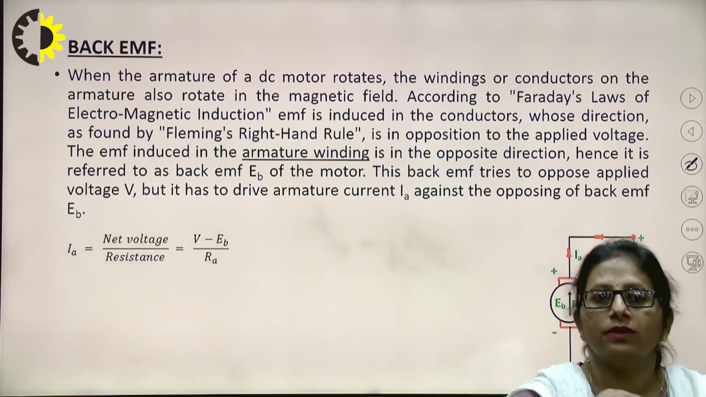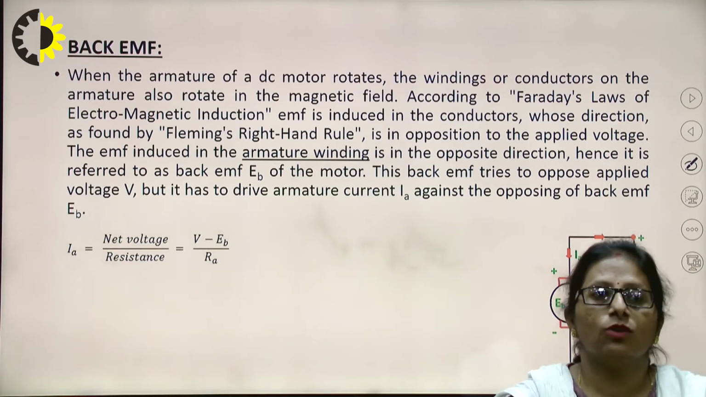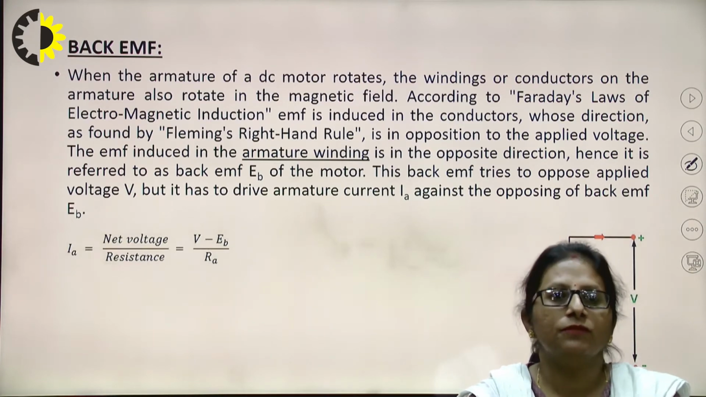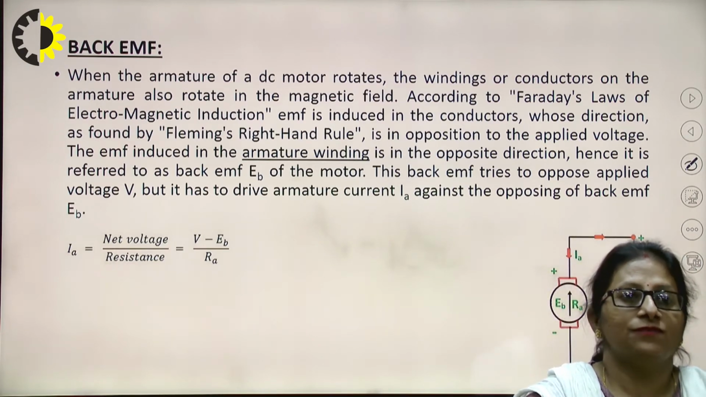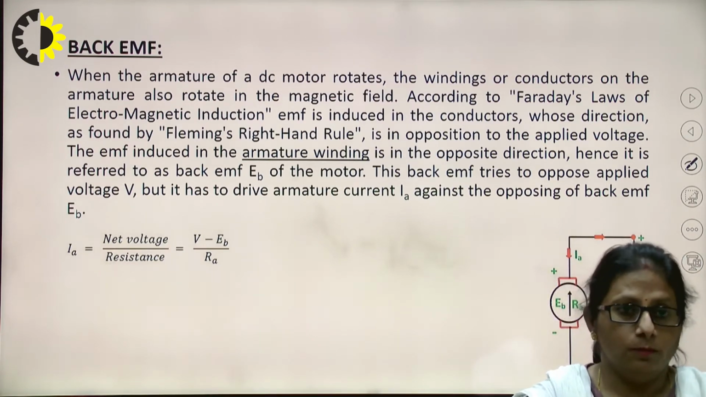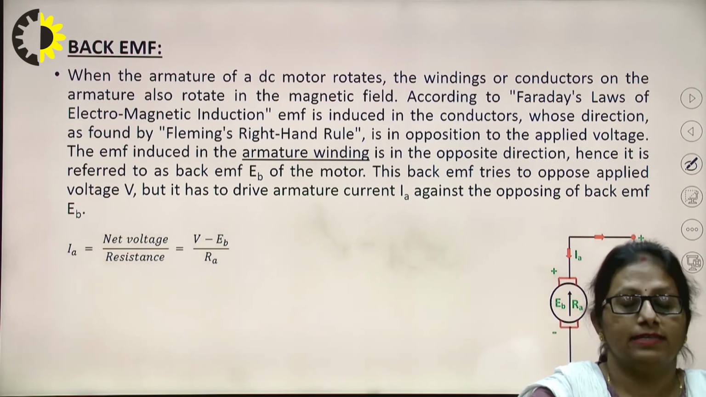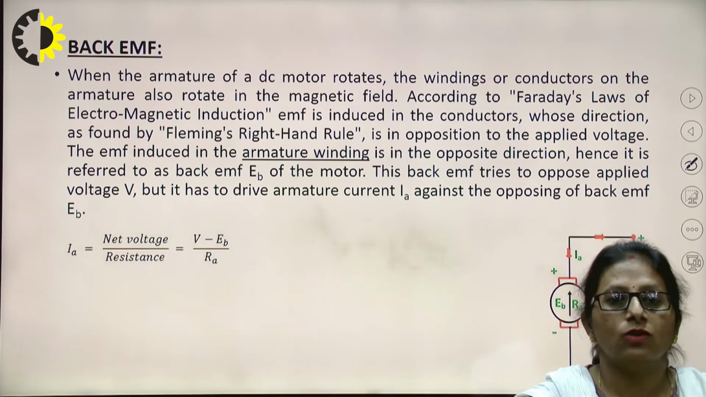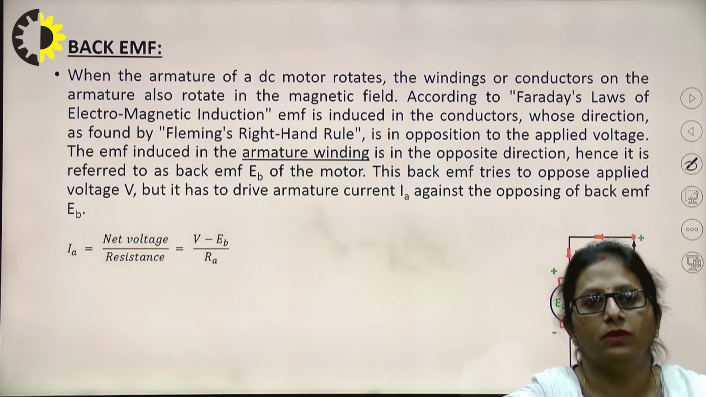So, after the motoring action, obviously the conductors are also moving. Now, according to Faraday's law of electromagnetic induction, an EMF is induced in the conductors, whose direction, as found by Fleming's right-hand rule, is in opposition to the applied voltage. And that can be explained by Lenz's law as well, that every induced EMF will oppose the very cause producing it.